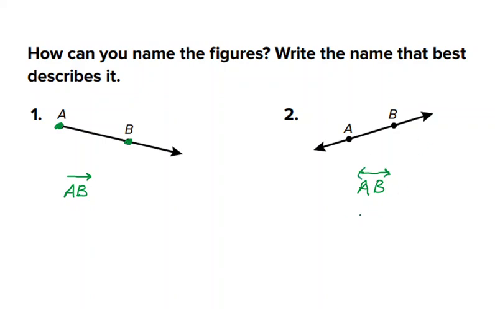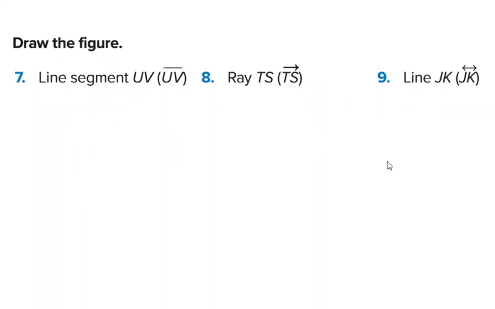But because it goes on and on in both directions forever, we could also write it as BA, okay? We don't know what direction it's going. The ray, we know what direction it's going. This one could be going either way, all right? Let's take a look at the next one.